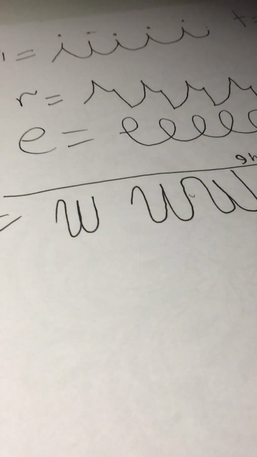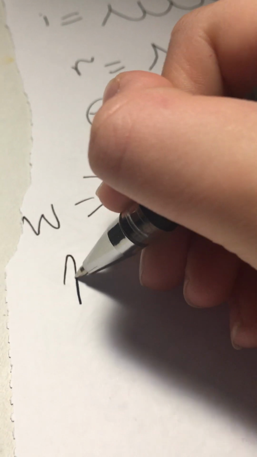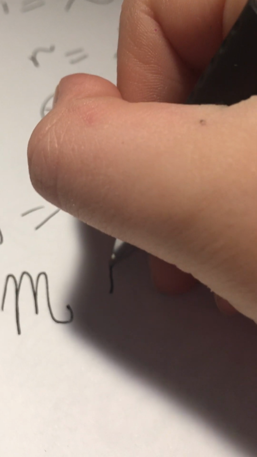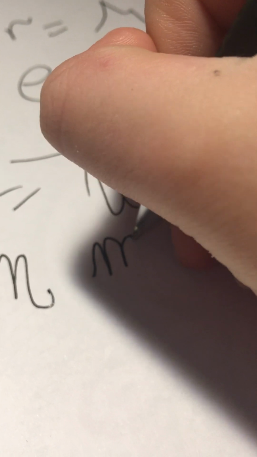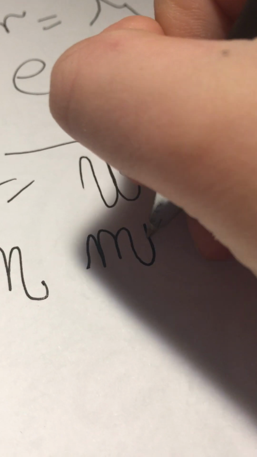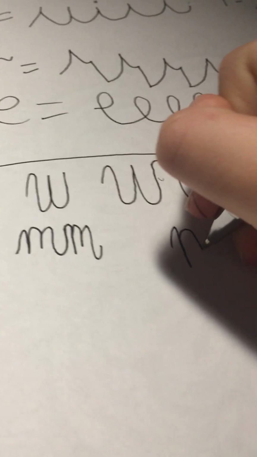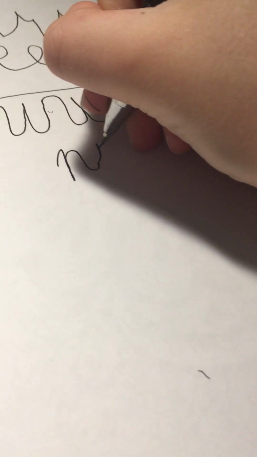Now we're going to work on the letter N and M. They are pretty much the same thing. Let's start off with the letter M. The letter M is just going up. Okay. Now let's try them connected. Letter M. Okay. So now we're going to do the letter N. The letter N is literally just the same thing. It's just only one hump. Let's try connected.